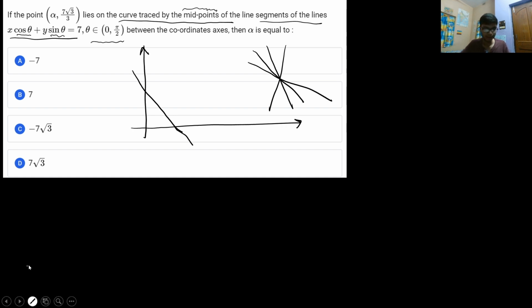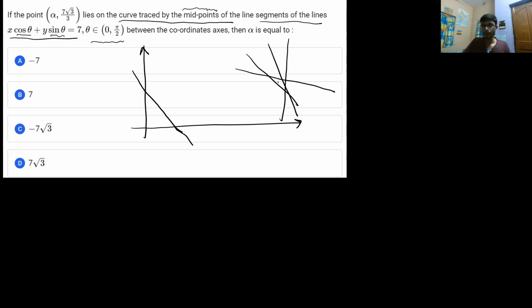Sorry for my not very passing through one particular point. Okay, the lines will be like these, some like these, like this particular way. So what I can see, the midpoint is first line, second line, third line, fourth line. They will basically trace a particular path.